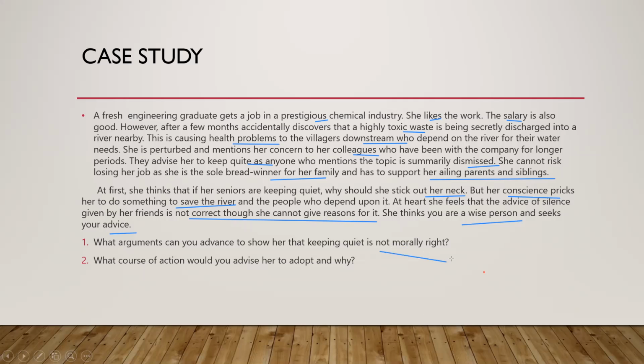So there is a moral angle here. And what course of action would you advise her to adopt and why? Please read this case study again and, on pen and paper, write the keywords given in this, and write the issue, that is, what is the issue in this case study.